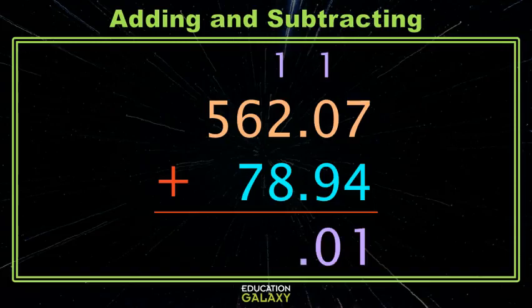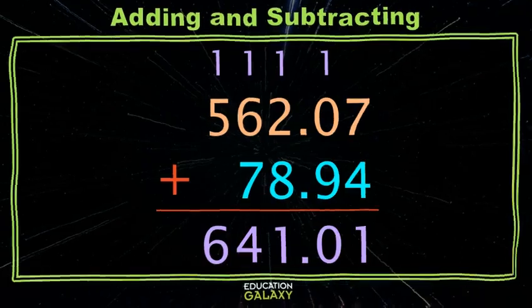2 and 8 is 10 plus the 1 we carried. That's 11, so 1 here, 1 carried. 6 and 7 is 13 plus the 1 we carried, so that's 14. 4 here, 1 goes here. And lastly, 1 plus 5 is 6. Got it? Great. Let's subtract.